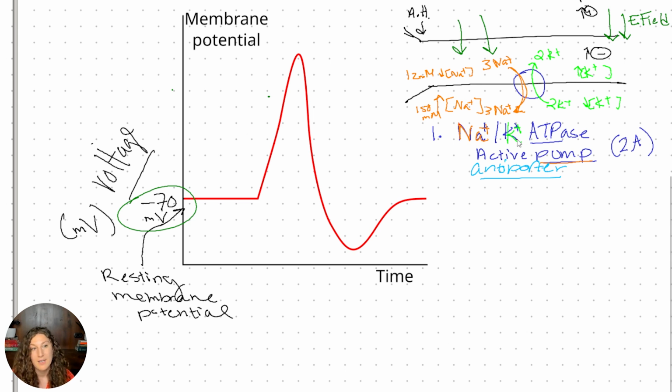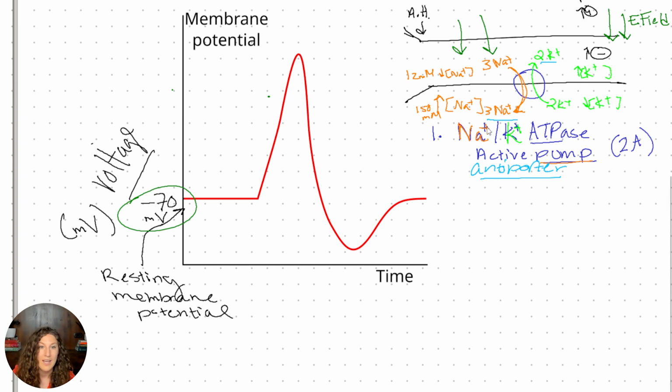So why is this helping us maintain negative 70? Well, look at this. These are both positively charged ions, right? They're both cations, but we're pumping 3 sodium out for every 2 potassium in. So ignoring the actual identity of the ions, 3 positive charges are leaving and only 2 positive charges are entering. So every time this ATPase pumps, we have a net negative 1 charge being developed inside the cell.